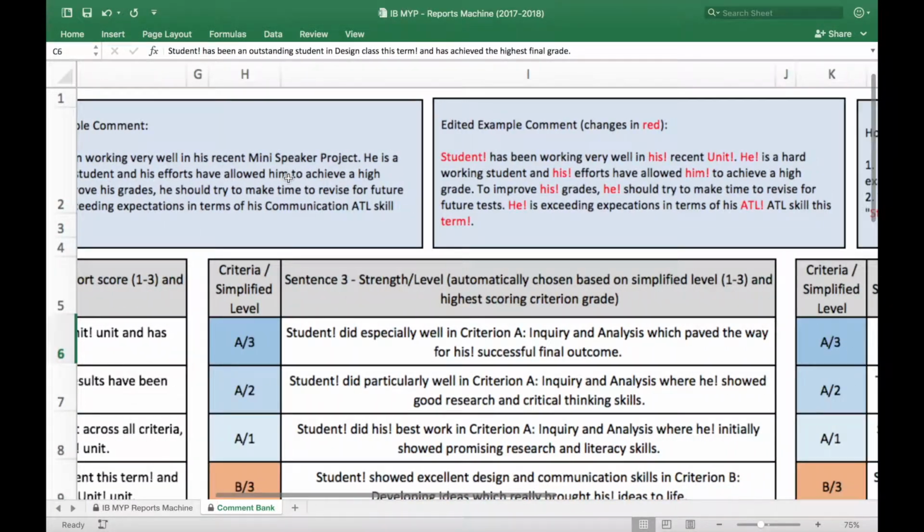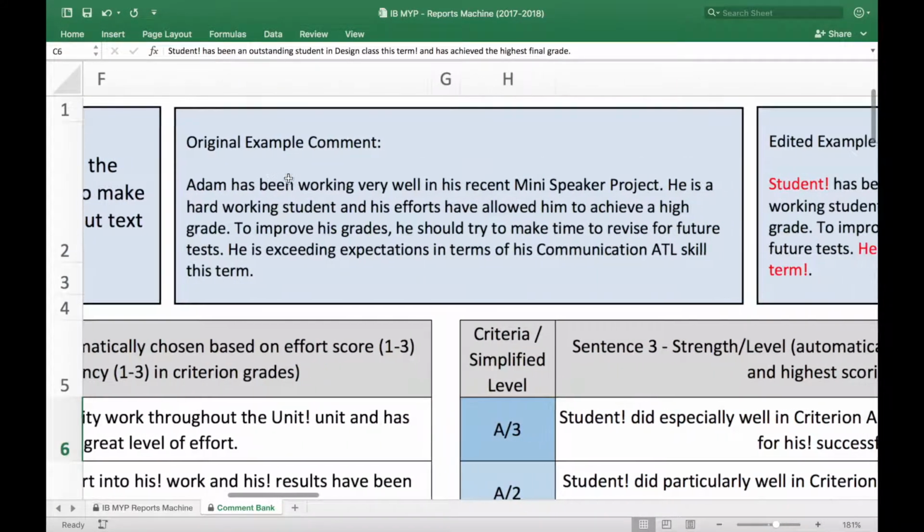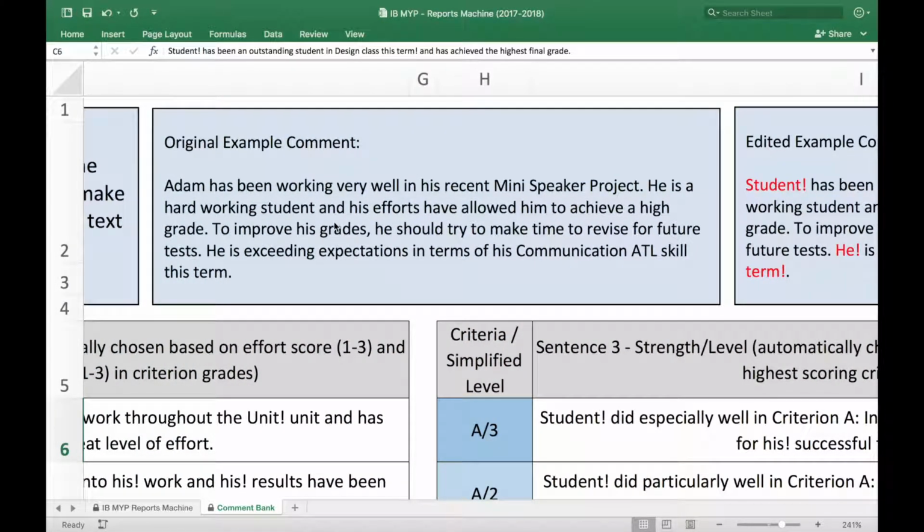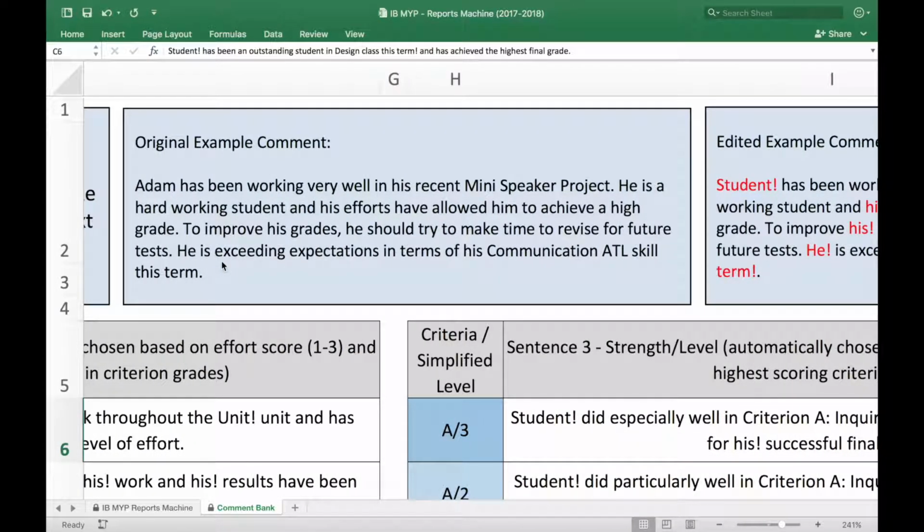So the best way for me to show you that is to show you this quick example. Now, this isn't part of the sheet, this is purely an example comment used to show people how to edit their own comment banks, or how to write them from scratch so that the system can understand. So the original example comment here says, Adam has been working very well in his recent mini speaker project. He is a hard-working student and his efforts have allowed him to achieve a high grade. To improve his grades, he should blah, blah, blah. You get the idea. It's just a really general example there. It's not a very good example either, to be honest, but I just wanted to keep it short.